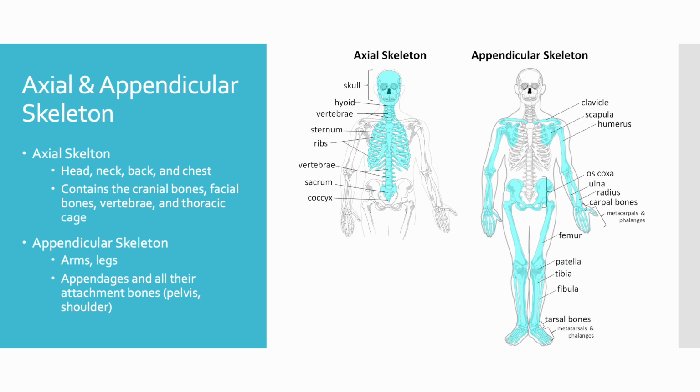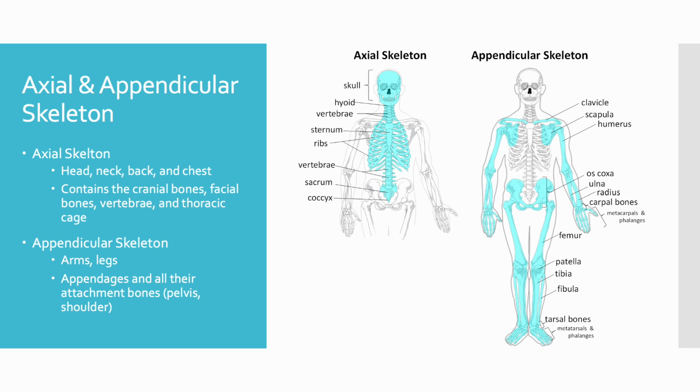The bones of our skeleton are divided up into two different types of skeleton. We have the axial and the appendicular skeleton. The axial skeleton contains the head, neck, back, and chest. So it's like the main middle part of your skeleton, the structural support part. And then this contains skull bones, face bones, the spine or vertebrae bones, and the thoracic cage, which is your ribs and your chest bones.